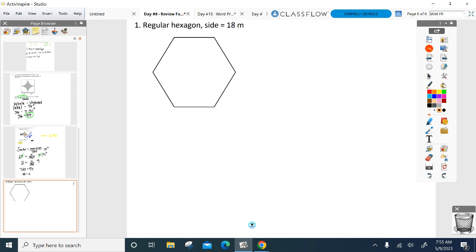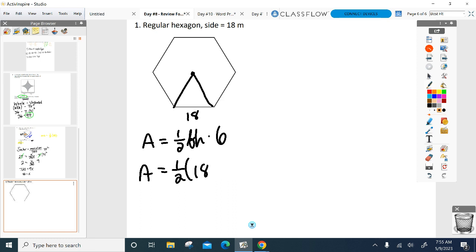Number 1. All right, regular hexagon. I don't have a hexagon formula for you, but we can find a triangle and multiply it by the 6 the hexagon has. We're told that a side is 18. Nice, so I already have a base.